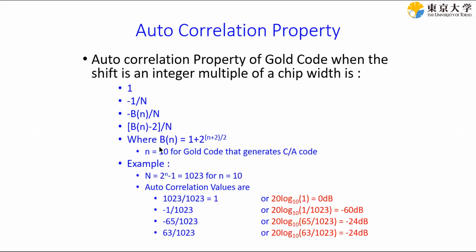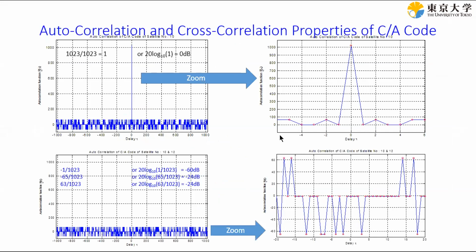Now, instead of looking at this figure, I will show you the graph. What I do is take a PRN code for GPS satellite 1, and also I take the PRN code for GPS satellite 1, but I shift them a little bit.